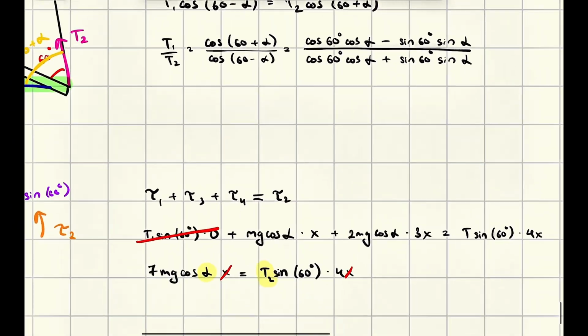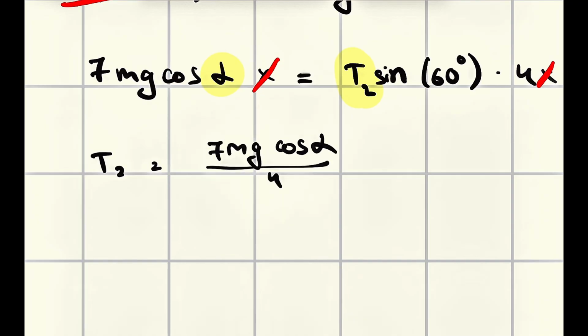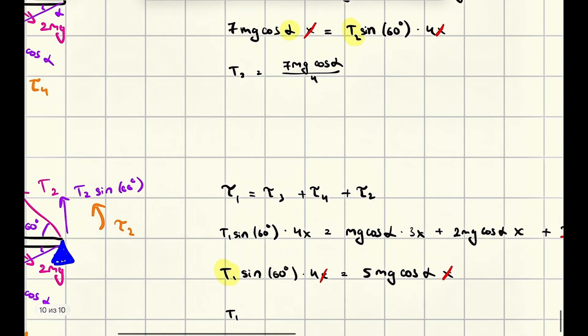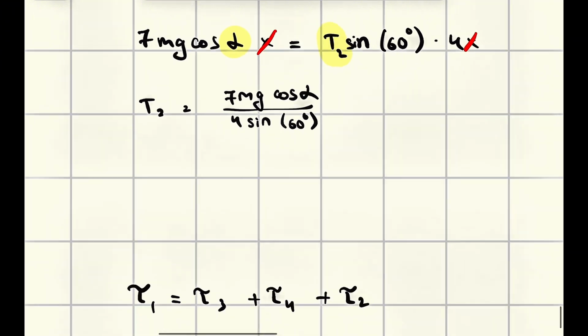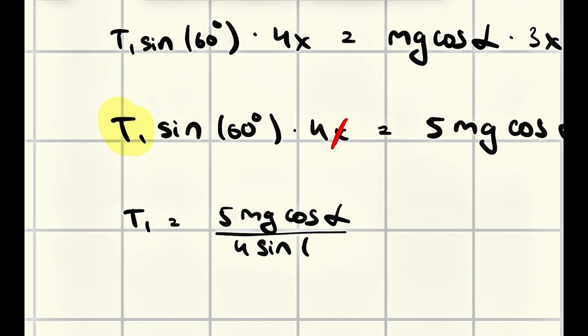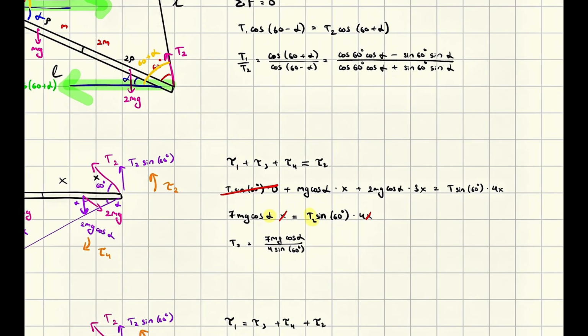Okay, so we know that tension 2, I can write it like this. Tension 2 is 7 mg cosine alpha divided by 4. Good. Here I can write what? Tension 1 is going to be, okay, didn't I forget? Yeah, I've forgotten this thing. I'm truly sorry. This is going to be 4 sine 60 degrees. This must not be forgotten. The same thing goes for here. 5 mg cosine alpha divided by 4 sine 60 degrees.